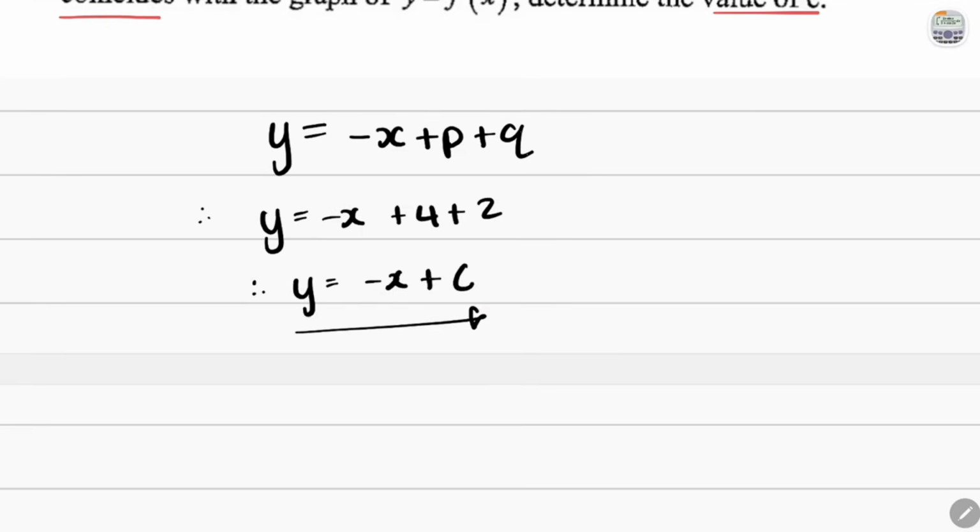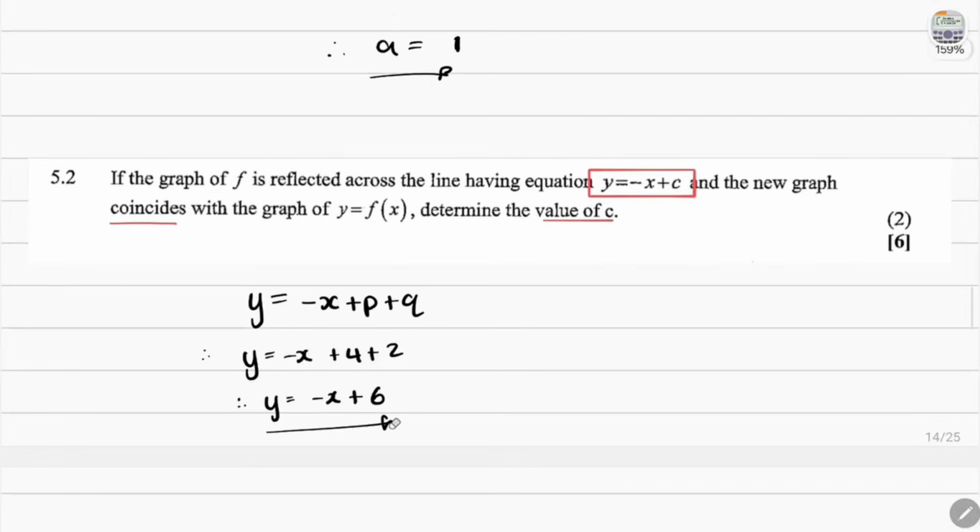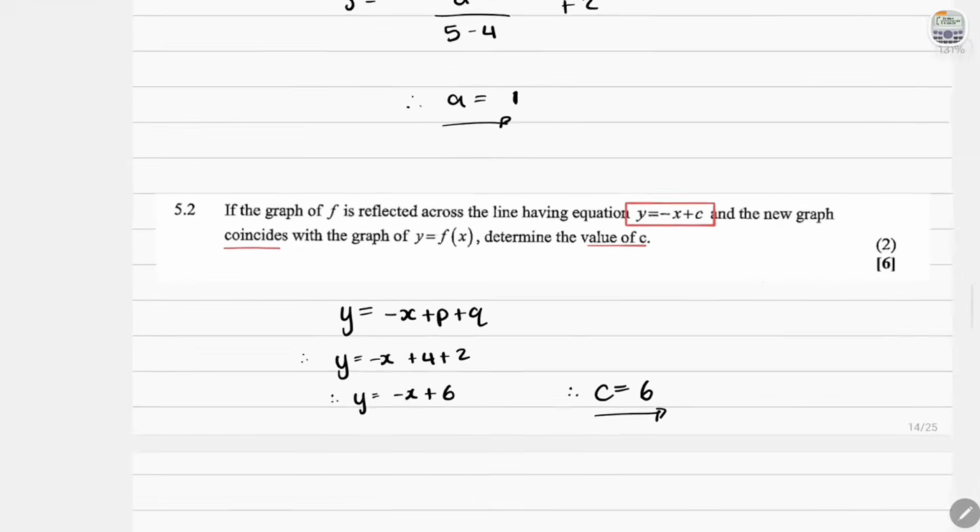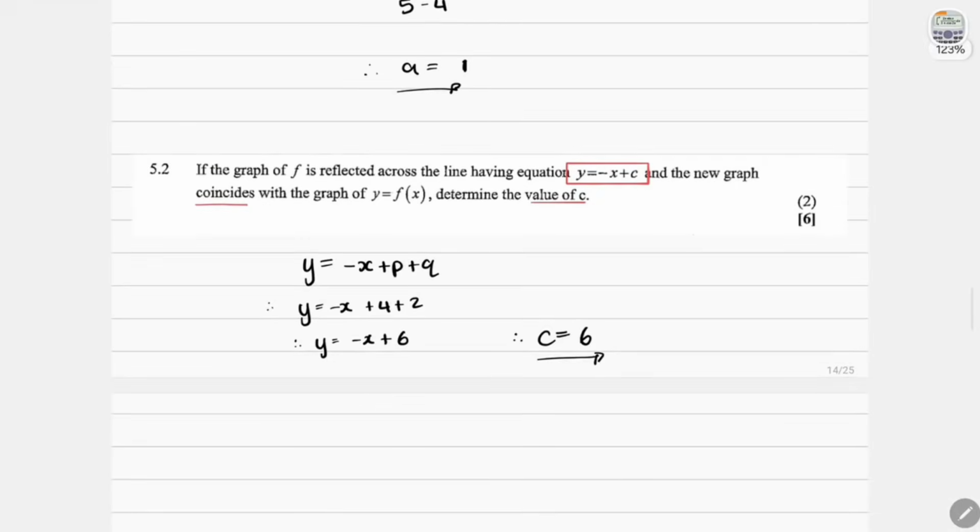And this is the equation of this axis of symmetry, meaning c is what? So therefore, the value of c they were referring to is 6. And that is our answer. 6 is our answer. And that is it for question 5.